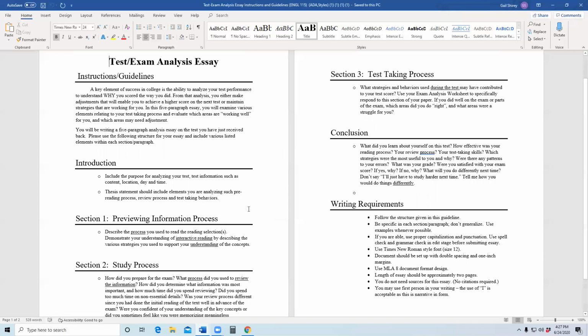The thesis statement needs to be 1 to 2 sentences only. You do not need a longer one than that. Make sure it's included in the introduction.